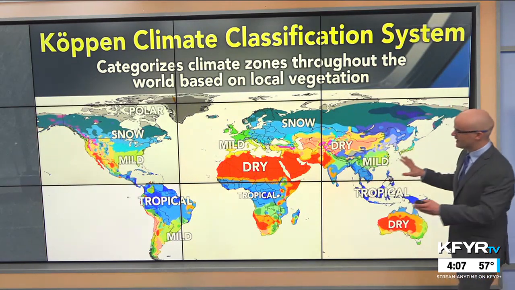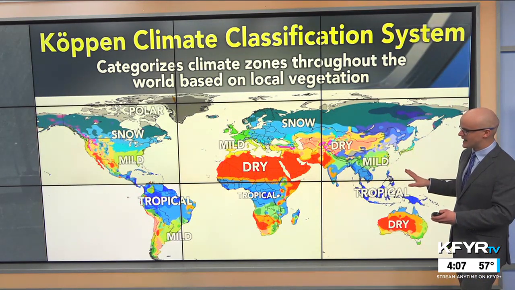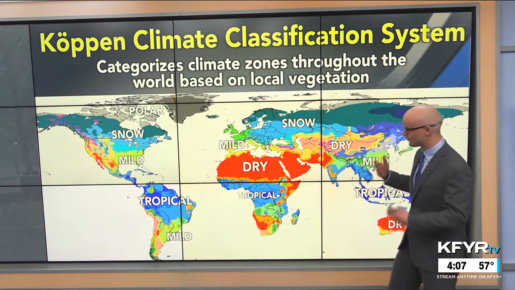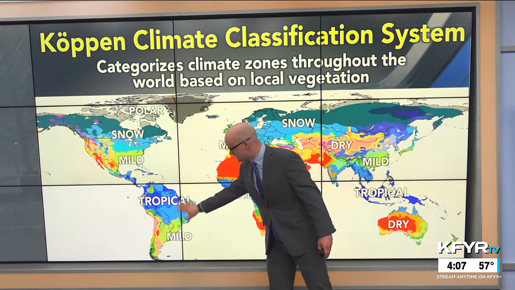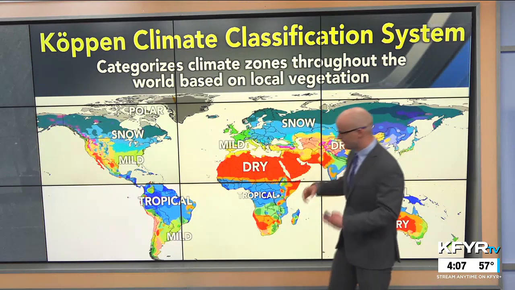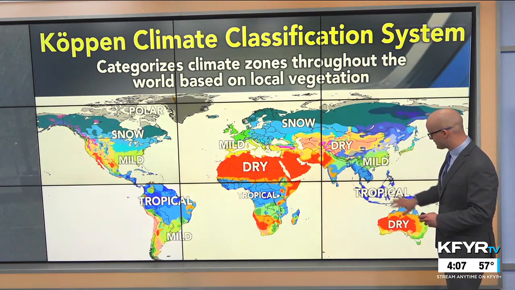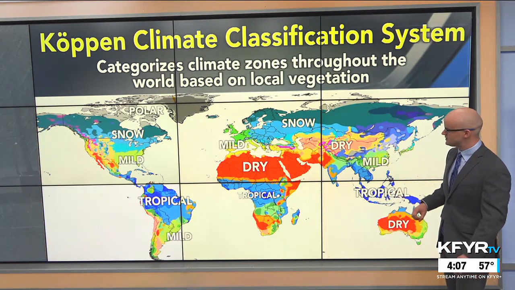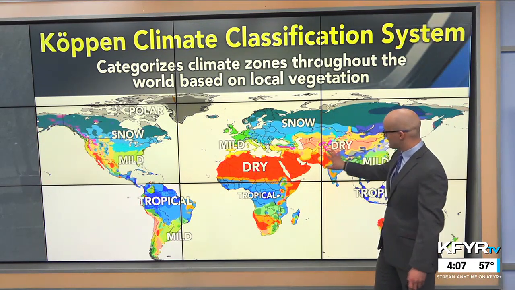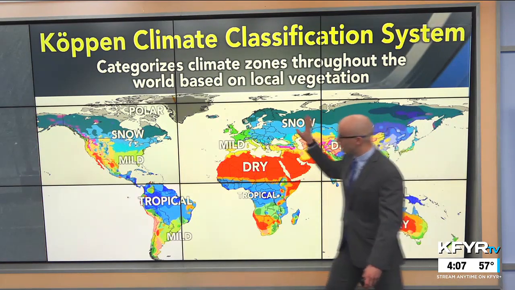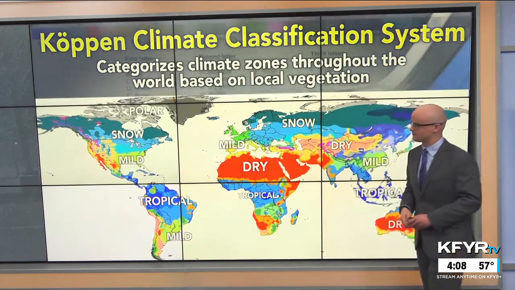So here's that Köppen climate classification map, where you see the Sahara Desert, a dry climate zone, obviously, where we have tropical regions like in the Amazon rainforest in South America. That's a tropical climate classification zone, like in Central Africa and over towards Indonesia, whereas you have dry zones in portions of Central Asia. You have the snow, the polar regions closer towards the North Pole.